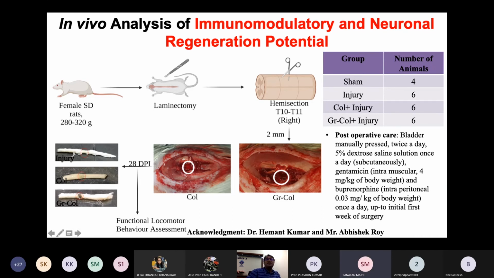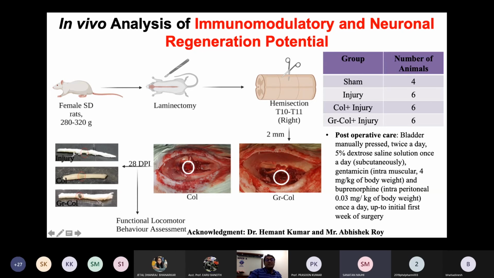With this we have implanted. This is our animal group. We took all the post-operative care for the animals, implanted the material, and then sealed the parts. After 28 days we isolated the spinal cord, and you can see the material is nicely embedded and made a nice junction, both in collagen and GR call. Collagen we kept as always as a control, and in the injuries, of course, you see unrepaired parts.